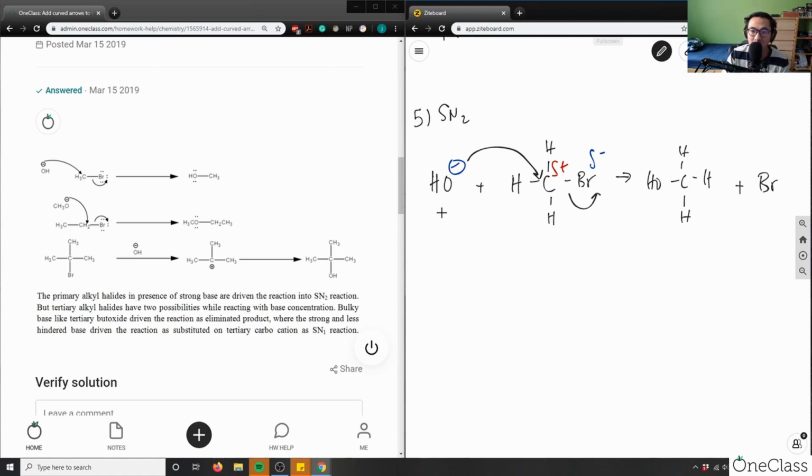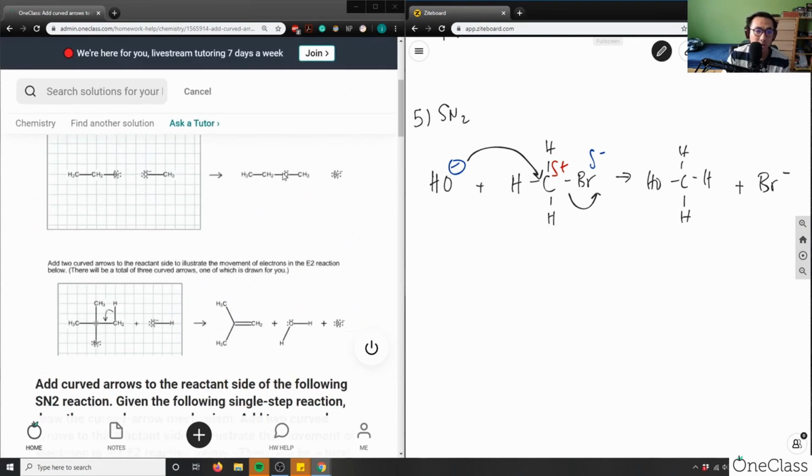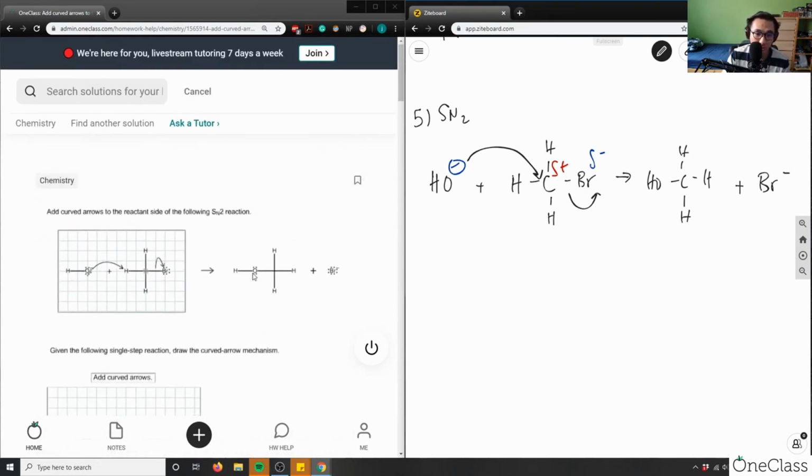So I have a hydroxyl group, I have an alkyl bromide in this case, and then I'm going to make an alcohol, right? And then Br minus is simply the side product here. So that's good. That's question 1 here. I'm going to get this.